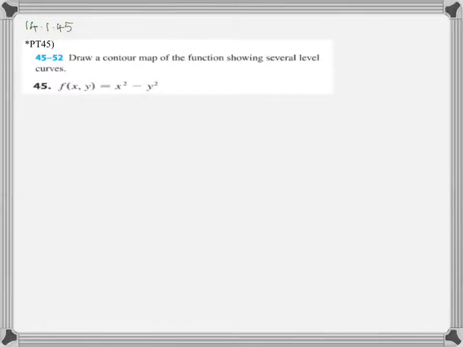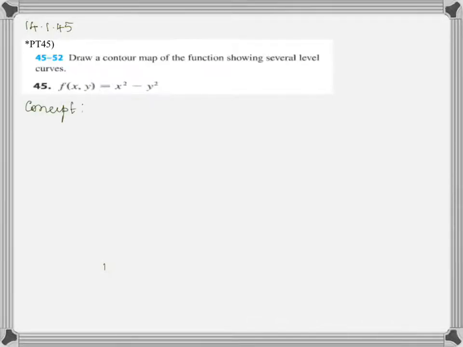Hi, in this video, I will be showing you problem number 45 of chapter 14, section 1. Draw a contour map of the function showing several level curves f of xy equal to x square minus y square.